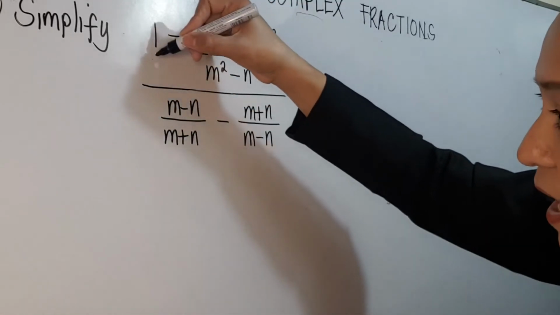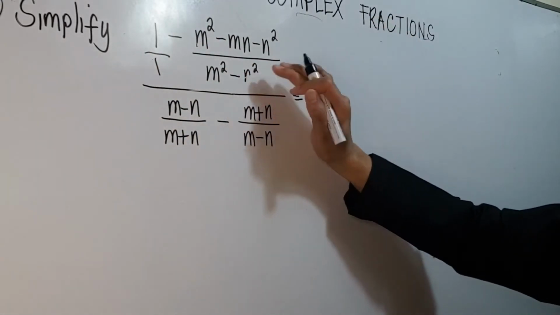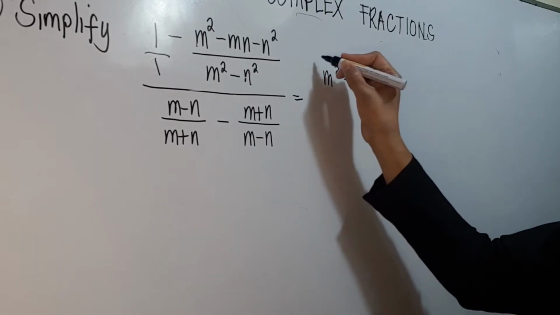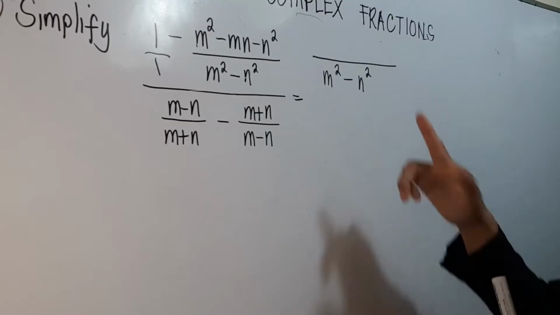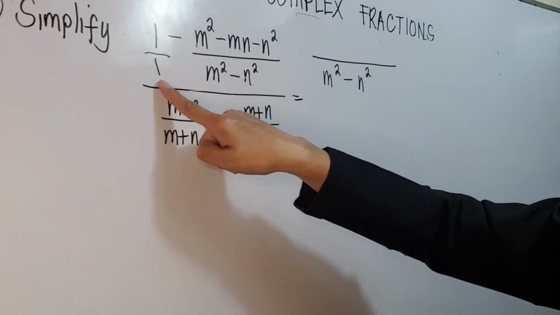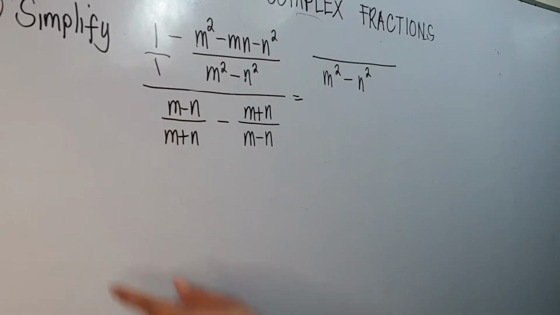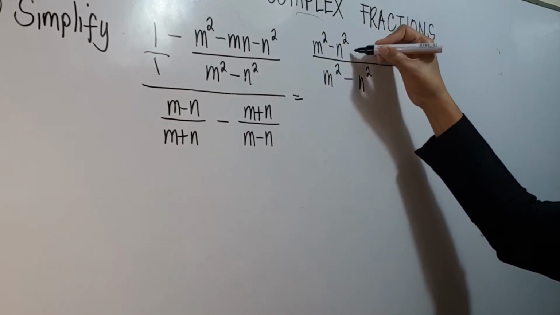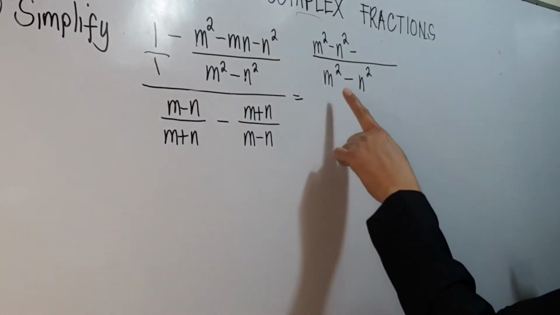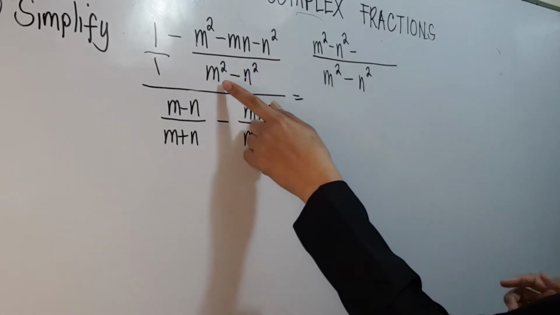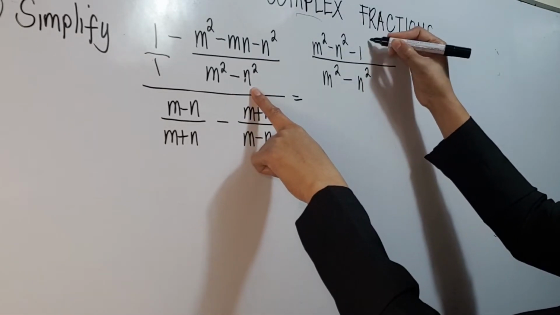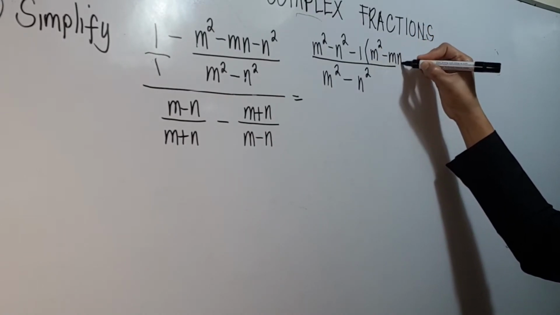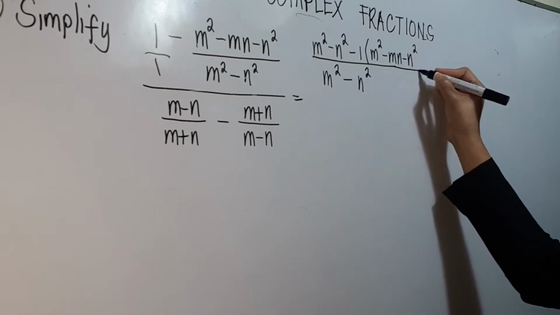Okay, so here, alright, we are going to get the LCM of the denominator. So as you can see, this is 1. So the denominator is 1. So the LCM is simply m squared minus n squared. Okay? So m squared minus n squared divided by 1 is m squared minus n squared times 1. That is m squared minus n squared. Minus, alright? m squared minus n squared divided by m squared minus n squared is 1. So multiplied by this, m squared minus mn minus n squared.